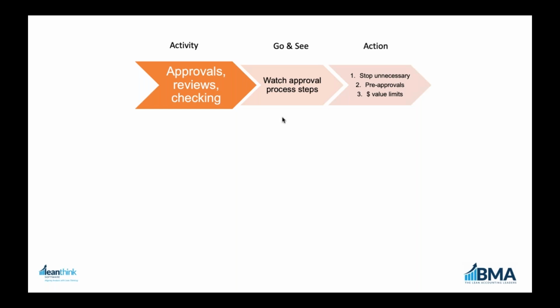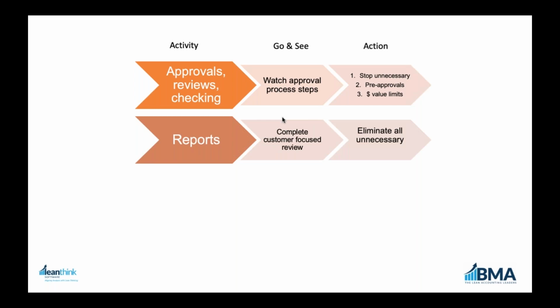So really go see what's happening, and then stop unnecessary steps. Ensure that you actually have robust controls where you need them, and that might mean you need to do a little bit of process redesign. Look at your transaction limits and things like that. So that's important with reviews and approvals and checking.